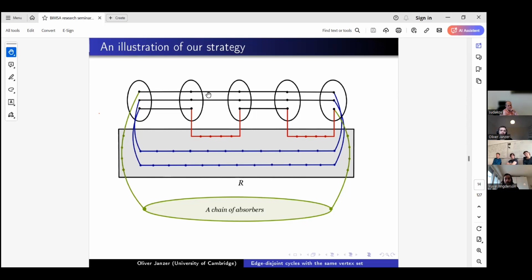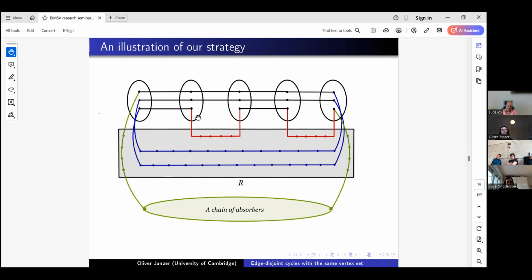Since they're not perfect matchings, you need some missing edges. Between the second and the third blob, there is a missing edge. There should be an edge there, ideally, but there isn't. So you can replace that edge by these red paths through the reservoir. Same between the 4th and the 5th blob. And also you need to close the cycle, so you need to connect the first blob to the last blob. And you do that through the reservoir again using these blue paths.